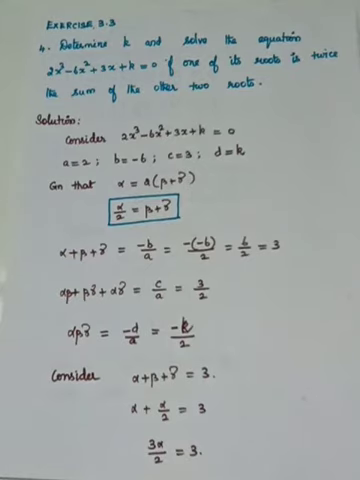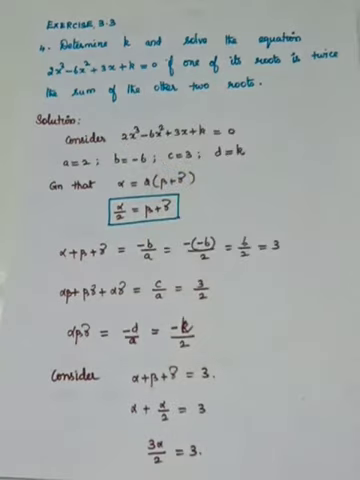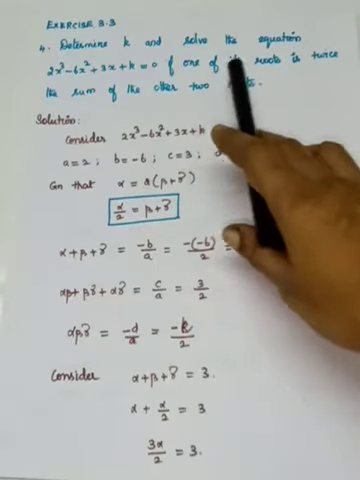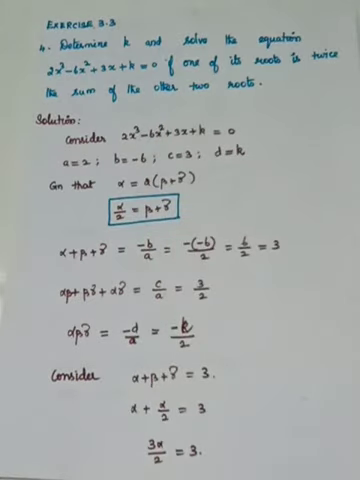Determine k and solve the equation 2x cube minus 6x square plus 3x plus k is equal to 0. If one of its roots is twice the sum of the other two roots, it is given. Okay, so we have to find the value of k as well as solve the equation. Solve the equation means we have to find the roots of the equation. So what is given here? One of its roots is twice the sum of the other two roots.